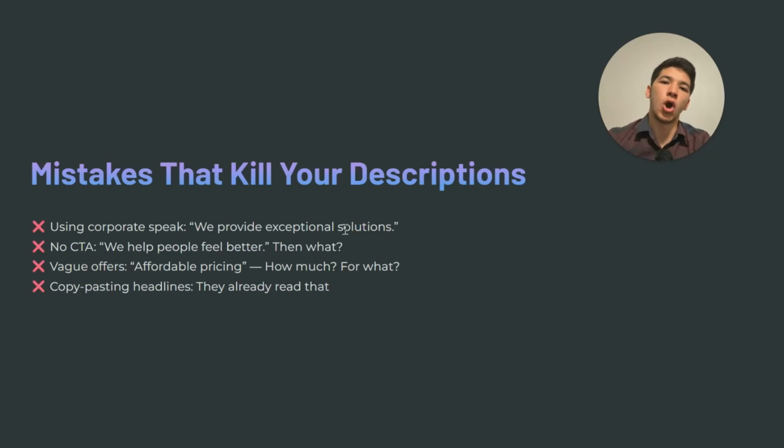Here are the most common mistakes that I see in writing descriptions. The first is using corporate speak. So, "we provide exceptional solutions," right? Nobody cares about that. Nobody understands what that means. Exceptional how? What is it? There's no description, no call to action. This is one of the most common mistakes and one of the worst mistakes. Actually, the worst mistake is this one, but let me get into that later.